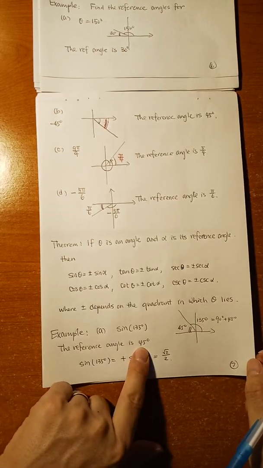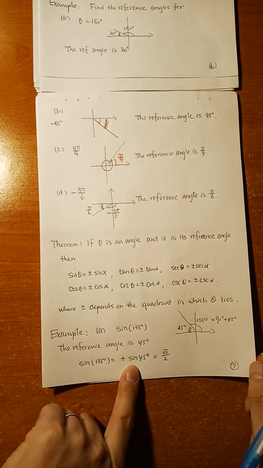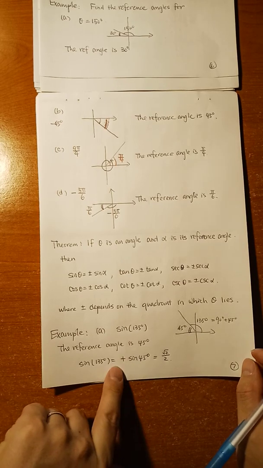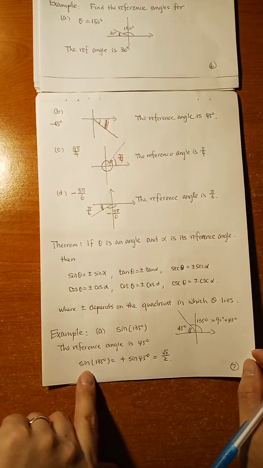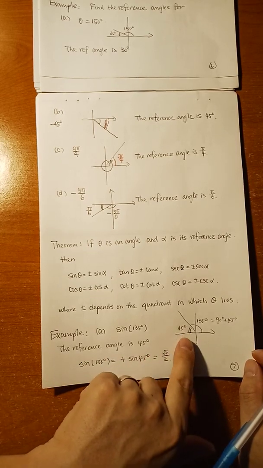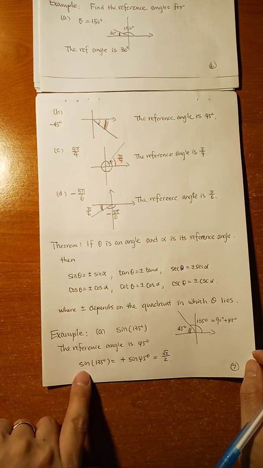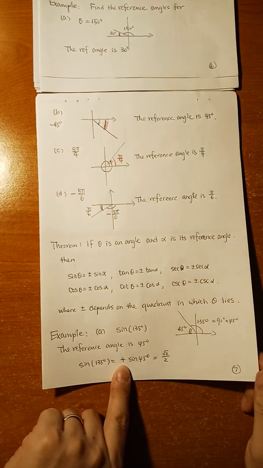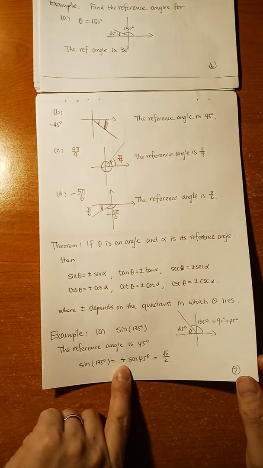You first find the reference angle, you compute the corresponding trig values, and then you determine the sign of the original trigonometric function based on the quadrant. In the second quadrant, sine is positive, you just put a positive sign. A positive sign does not change any value, right?